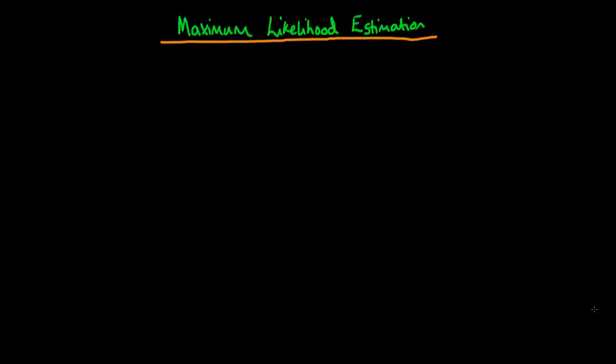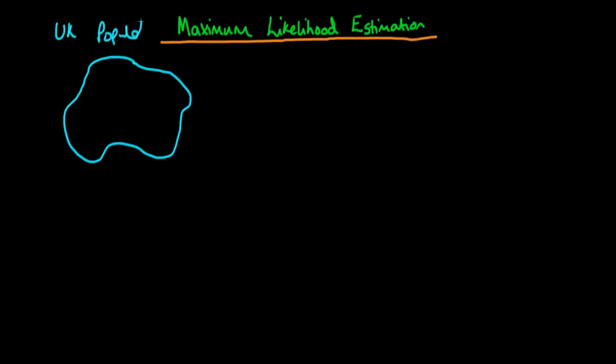In this video, I want to provide an introduction to maximum likelihood estimation by means of an example. The example I'm going to be talking about here is the UK population. There are something like 70 million individuals in the population, and of course, we don't have the entirety of the data on them. We only have a sample from that particular population, and from the sample, maybe n individuals.